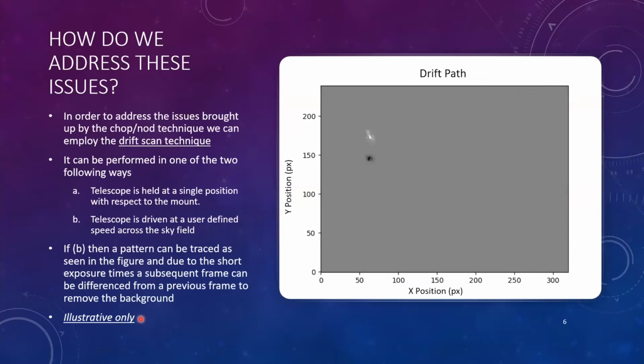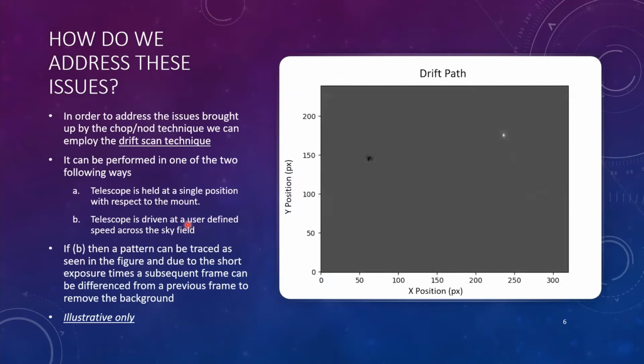So how can we address these issues? One way would be to utilize the drift scan technique. It can be performed in one of two ways: the telescope is held at a single position with respect to the mount, or the telescope is driven at a user-defined speed across the sky field. If the latter, then a pattern can be traced, as seen in the figure on the right, and due to short exposure times, subsequent frames can be differenced from a previous frame to remove the background.